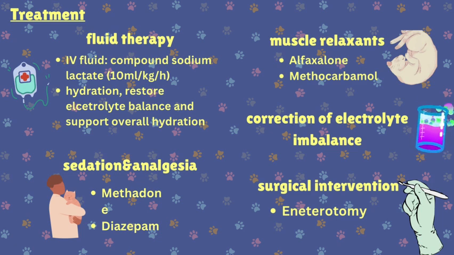Thirdly, muscle relaxants. Alfaxalone, a muscle relaxant, was administered in intermittent boluses to address muscle fasciculations. Other than that, methocarbamol was administered per rectum, resulting in a gradual reduction in muscle tremors and fasciculations. Next, correction of electrolyte imbalances. Blood test results revealed severe hypochloremia and hyponatremia. Therefore, specific interventions such as administering methocarbamol and addressing the underlying obstruction contributed to the correction of electrolyte imbalances.